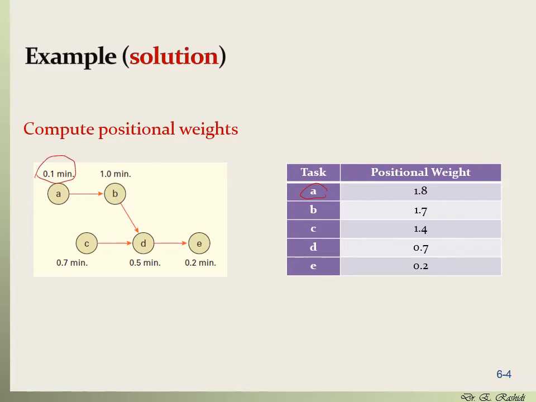Task B follows task A, and the processing time is 1. Task D follows task B, and the processing time is 0.5. Task E follows task D, and the processing time is 0.2. So that's 0.1 plus 1 plus 0.5 plus 0.2, which is equal to 1.8. Similarly, we can compute the positional weight for B, C, D, and E to create this table. That's the first step, to compute the positional weight for each task.